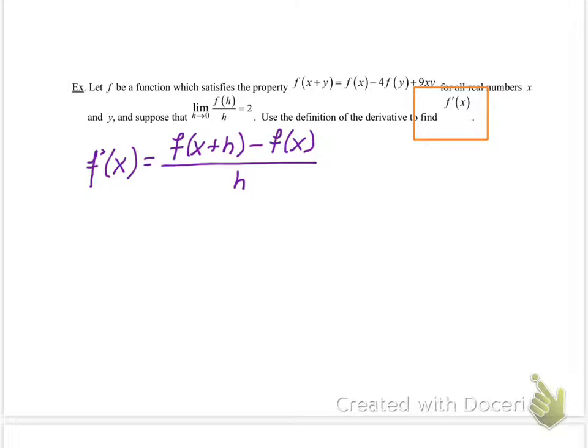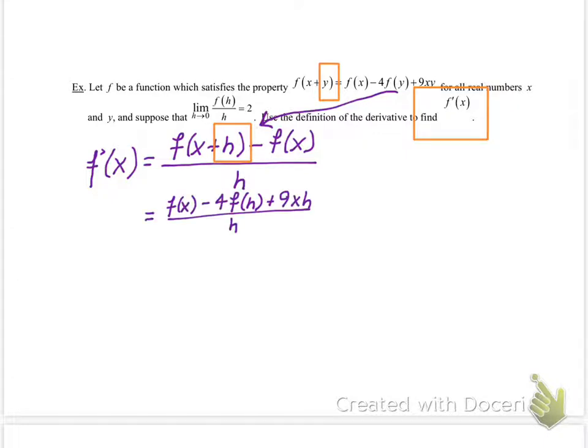So we write down our definition of our derivative, and then we remember that y is just a variable, and h is just a variable. So now we're going to just take this definition up here and use it here, but instead of y, we're going to use h. Y'all, I made a rookie boo-boo, just like you. I forgot the limit as h approaches 0.